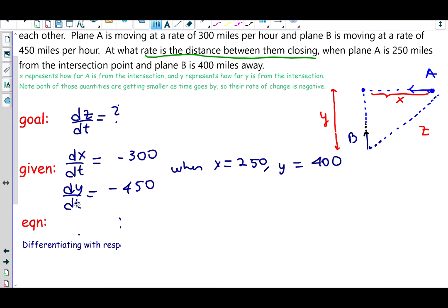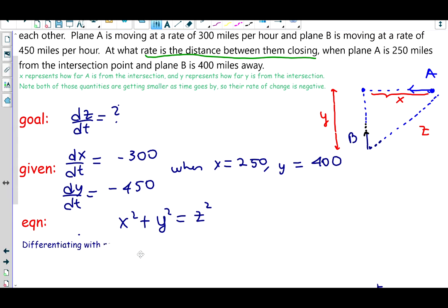To relate x, y, and z, again, we have a right triangle forming here at any given moment in time as these planes are flying at right angles. So we can use the Pythagorean theorem. Here we're going to have x squared plus y squared equals z squared. That's the equation that relates the variables.